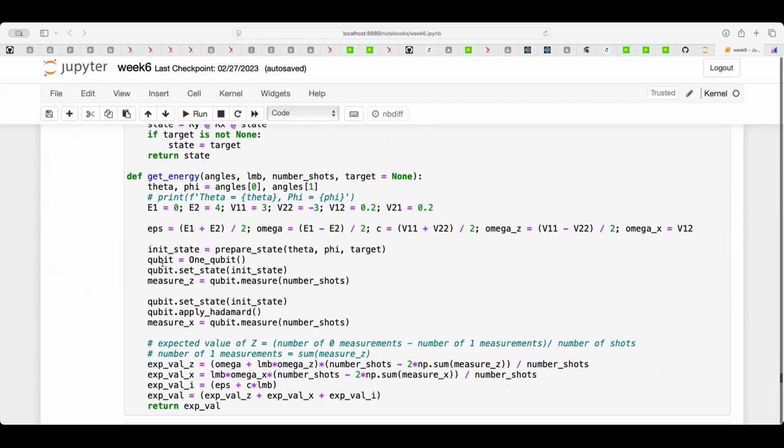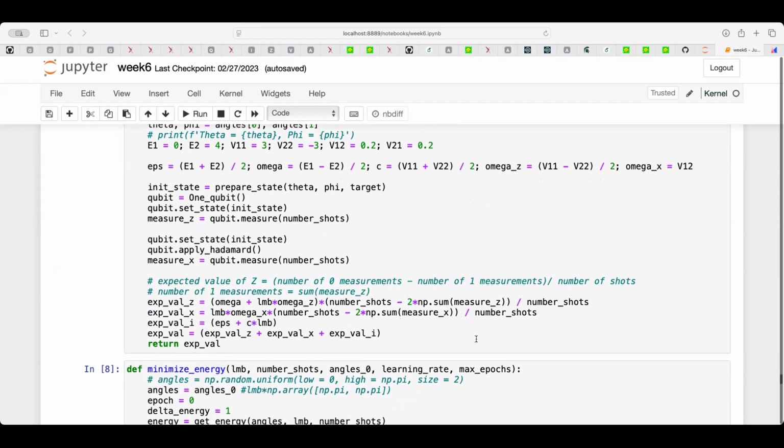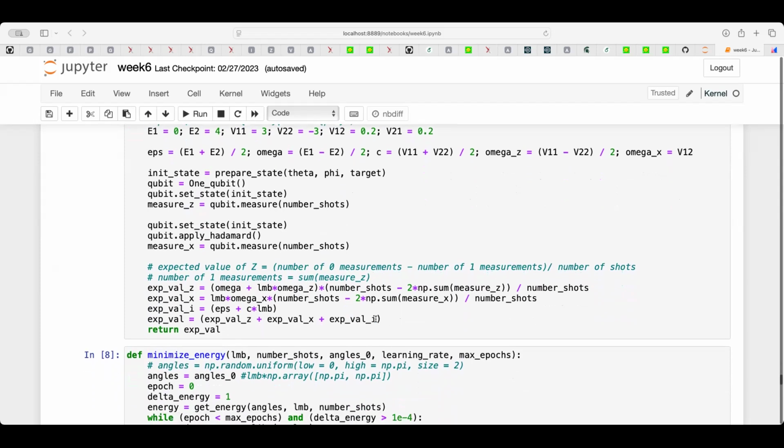Now in here, what I'm doing is calculating the expected value of Z. You can see the expectation value of Z is omega plus these parameters. Then I calculate the number of shots, the number of experiments I'm doing, minus the measure divided by the number of shots.